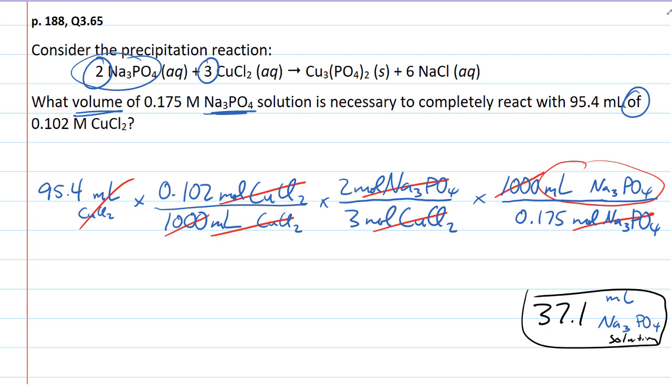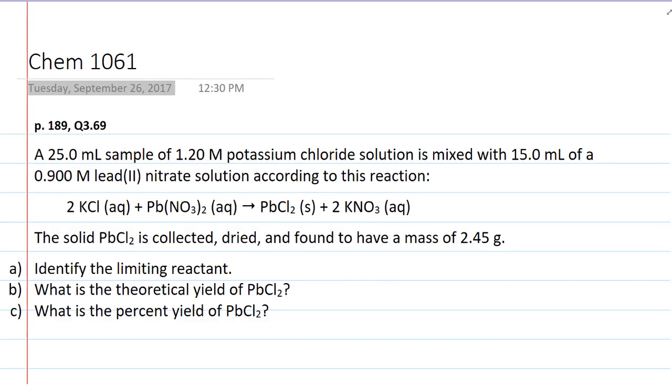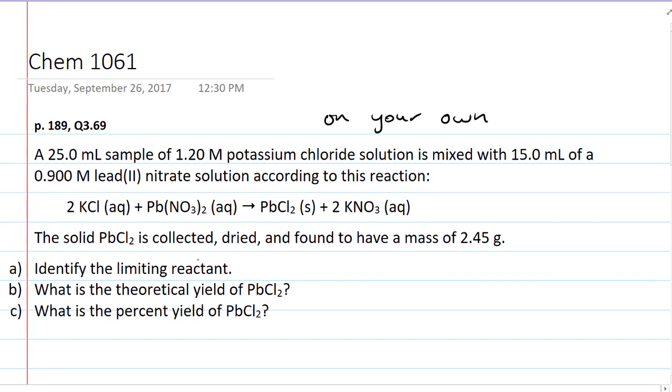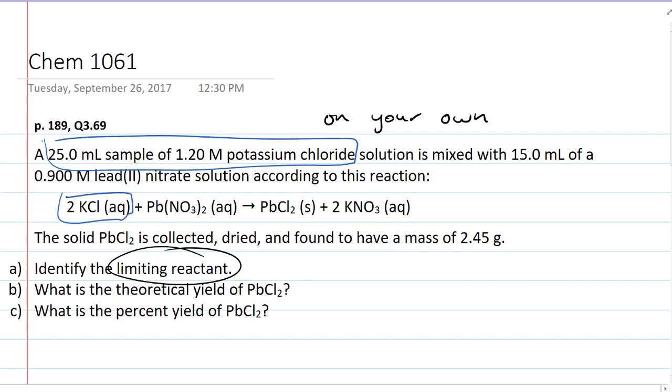All right. Then the next problem in your packet here, this is one that I'm going to just say do this on your own. Again, this is on your own. For this particular one, just remember that this is going to be a limiting reactant problem. As a limiting reactant problem, that means that the amounts of both reactants are given. So we have the amount of the potassium chloride given, and we must have the amount of the lead nitrate solution given.